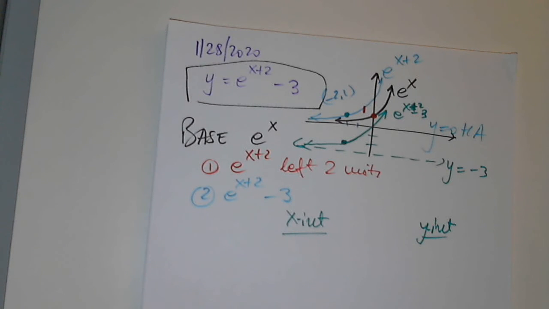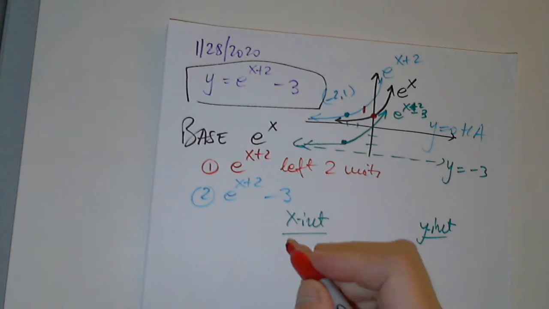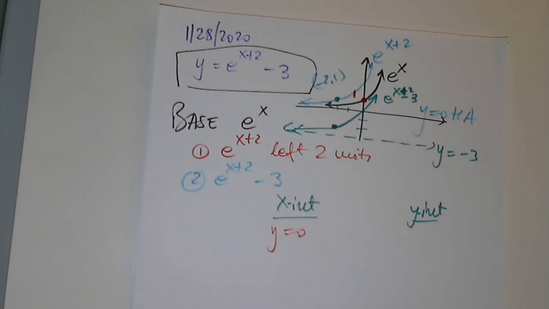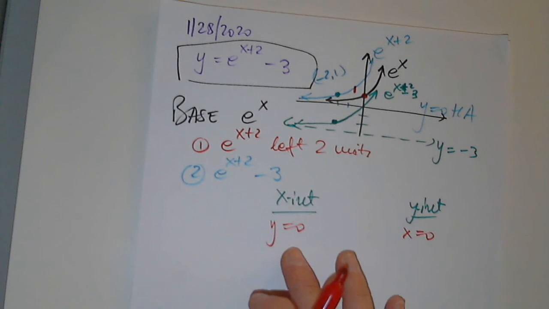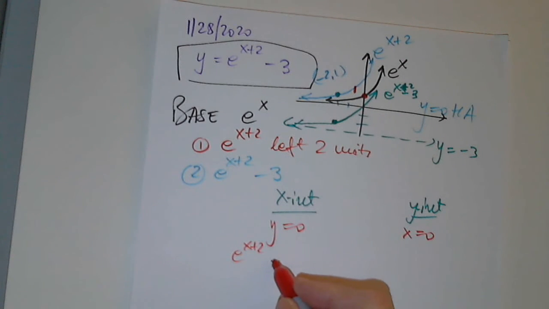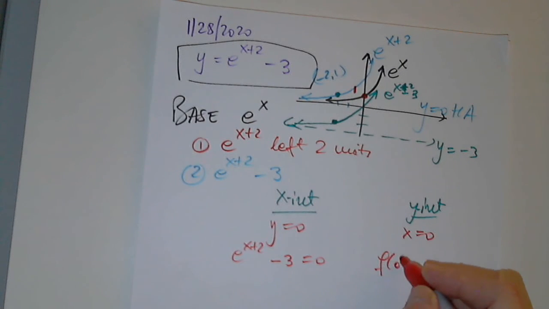How do I find the x-intercept for any function? Set y to 0. Of course, perfect. How do I find the y-intercept for any function? Perfect, excellent, thank you. So in order to solve this, I have e to x plus 2 minus 3 equals 0. In order to determine this, I have to find f of 0, which is e to the second power, e squared minus 3. And then I'll go back and I'll adjust my graph once I find these.